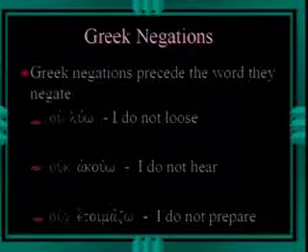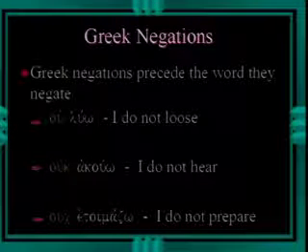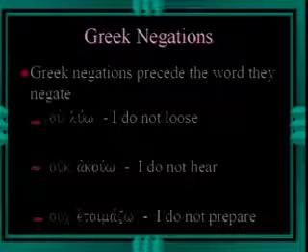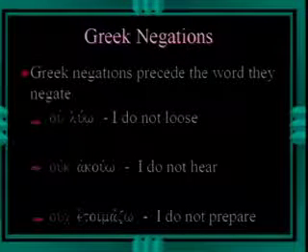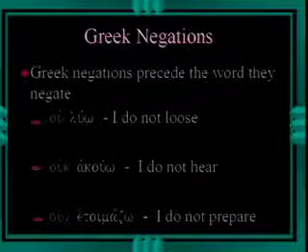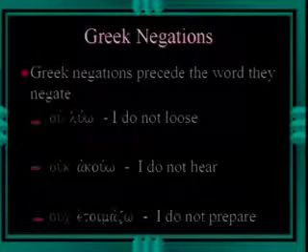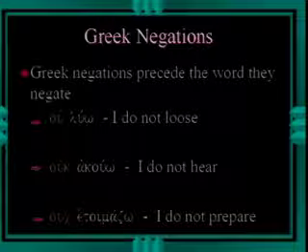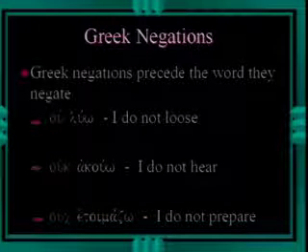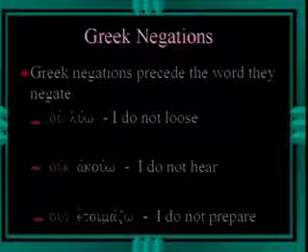And then also with the negations, when ou comes before a particular verb that begins with a vowel with a smooth breathing mark, it adds a kappa to the end of it. So ou goes to ouk. They mean the same thing. It's just making a compensation when it comes to pronunciation. So ouk akouo, I do not hear.